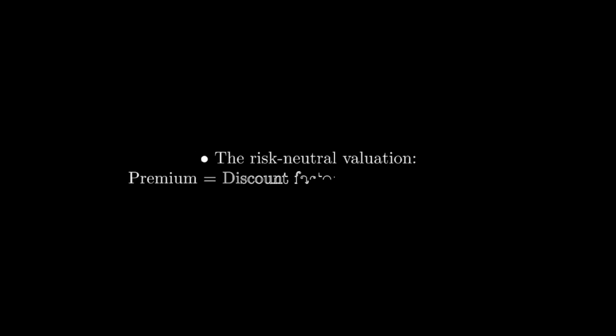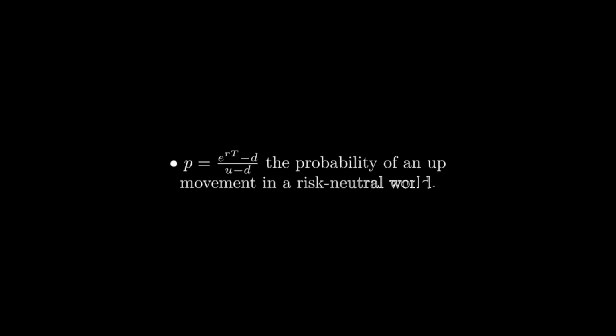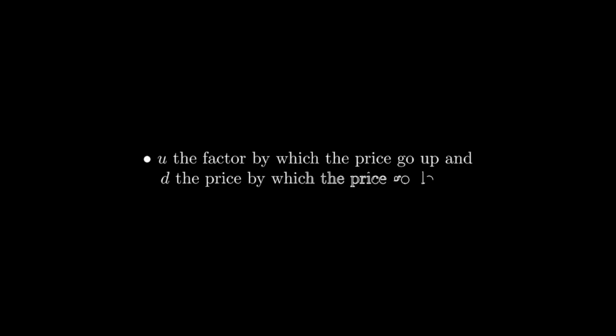One way of pricing an option is the risk-neutral approach, and the premium is equal to the discount factor multiplied by the expected payoff in the risk-neutral world. Application of a one-step binomial model gives us the premium equal to this one. For the detail, refer to the previous video. The probability of an up movement in a risk-neutral world is given by this formula. U is the factor by which the price goes up, and D is the factor by which the price goes down. The approximation of U and D is given as follows.